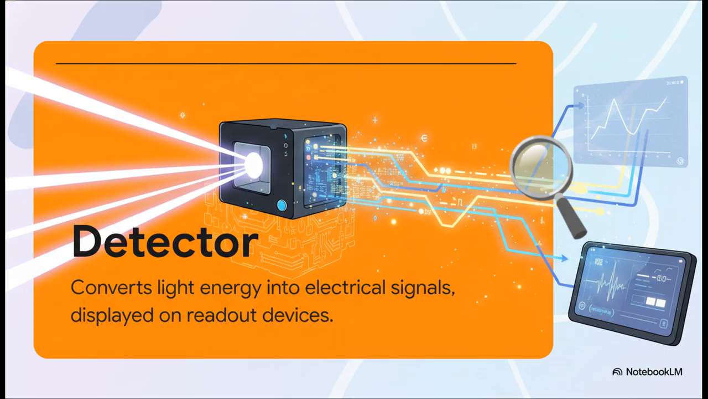Simply put, it acts as a translator between the physical realm of light energy and the digital realm of electrical data. It takes those incoming photons and converts them into an electrical current that a readout system can actually plot onto a graph for us.